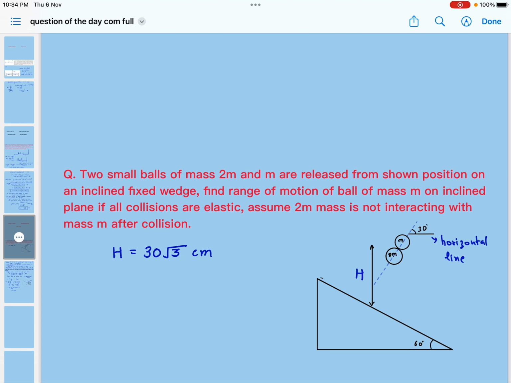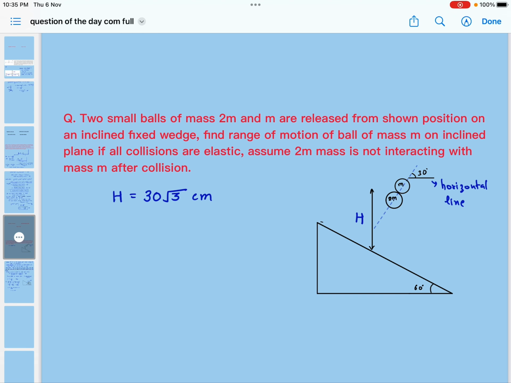The LOC line means a line joining their common normal, which is shown at an angle of 30 degree. So these two balls are released from this height 30 root 3, and we need to find out the range of motion of ball m on the inclined plane if all collisions are elastic. And here we are assuming that 2m is not interacting with m after collision. We are not thinking about which side 2m is going.